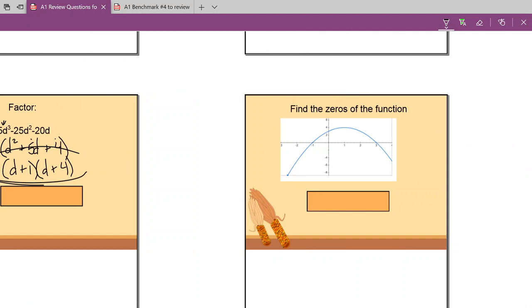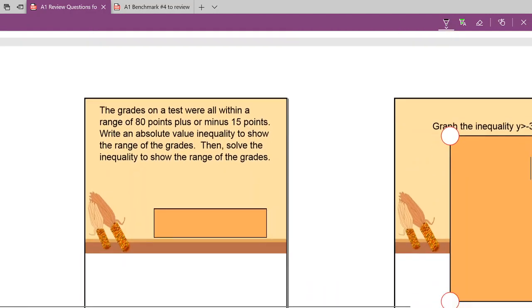Find the zeros of the function. Well, zeros of the function are just my x-intercepts. So I'm looking at a negative 1 and a positive 3, and that's all I would have to do there. Just visualizing and finding those zeros.